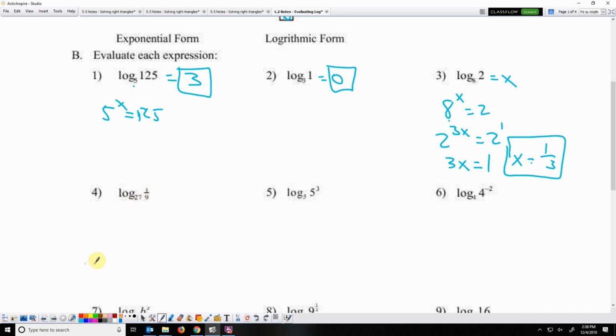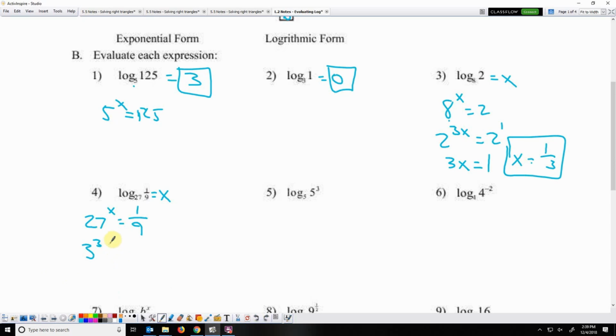27 to what power makes 1/9? I think this is another one that's easier to visualize if we set it equal to x and write it as an exponent. 27 to the x power equals 1/9. 27 to what power makes 1/9? So I want to try to get these two in the same base. I could do a base of 3. 27 is 3 to the third power, so that is 3 to the 3x power.